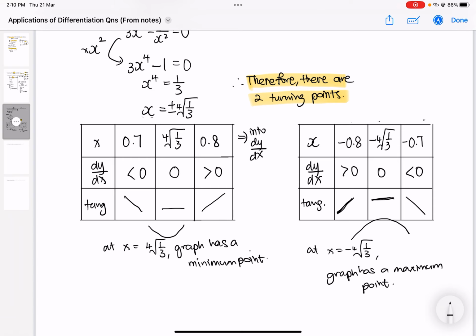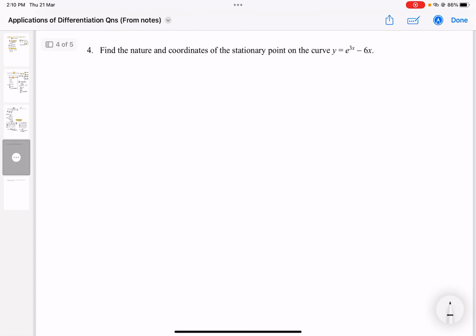Now let us go on to question 4. In question 4, we are supposed to find the nature and the coordinates of the stationary point on this curve. Before we can find the nature, of course, we need to know what is the x value of the stationary point. Stationary point would be where dy dx is equal to 0. So this is the concept for this question.